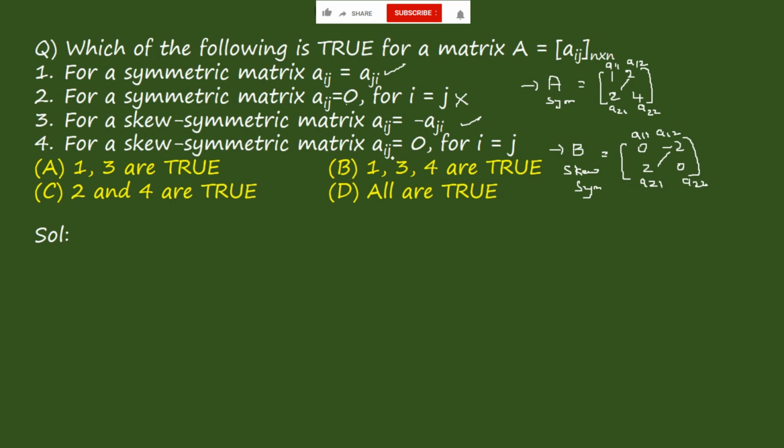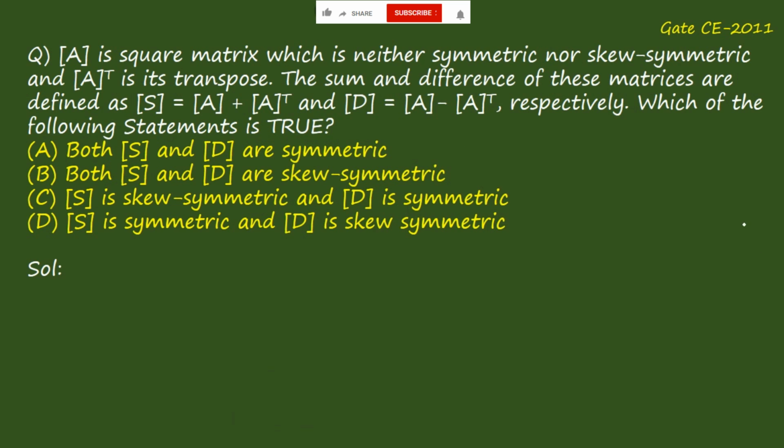For a skew symmetric matrix, A of ij is equal to 0 for i equal to j. I is equal to j means 1,1 and 2,2, right? A11 and A22, they are zeros. So this one also gets satisfied. So the answer is 1, 3, and 4. Option B. Now come to the next question.